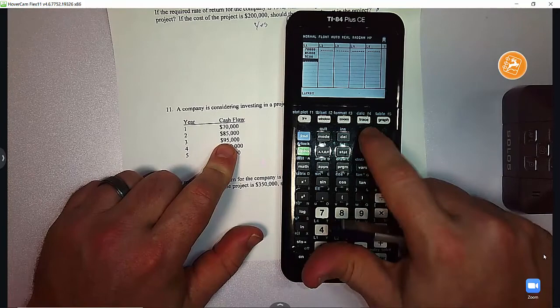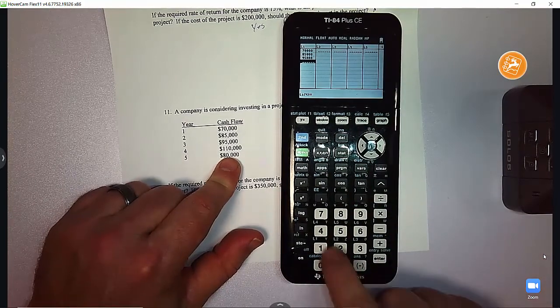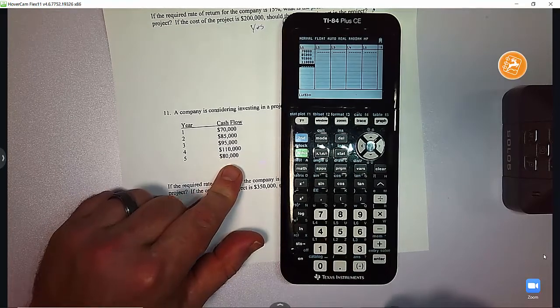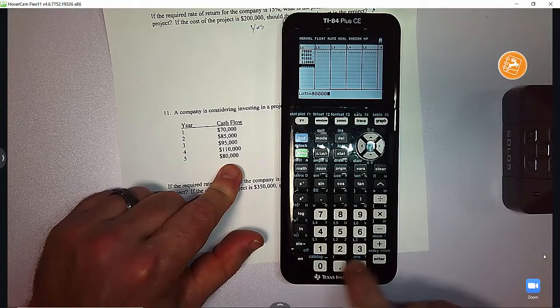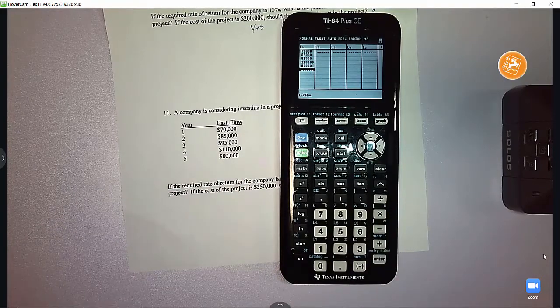Oops, and that was wrong, so I'm going to go up and fix it, 95. There we go. 110,000. And then enter. And then finally, 80,000 again. And then enter. Okay. So my list is all in there. I can get out of that now.